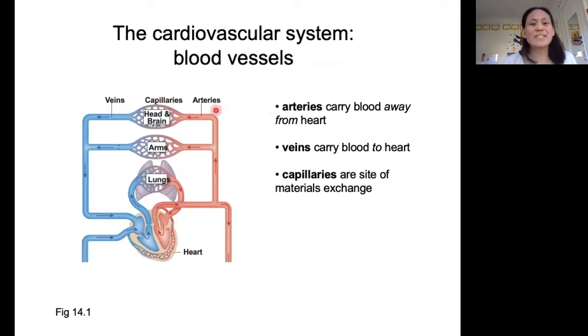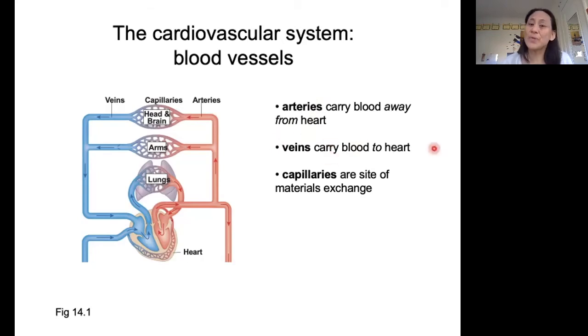Okay, first, we have the arteries. The arteries are going to be carrying blood away from the heart, okay? I just want to make a point here that this is regardless of whether the blood is oxygenated or not, okay? If the blood vessel is carrying blood away from the heart, it is an artery. So we do have arteries that carry deoxygenated blood, okay?